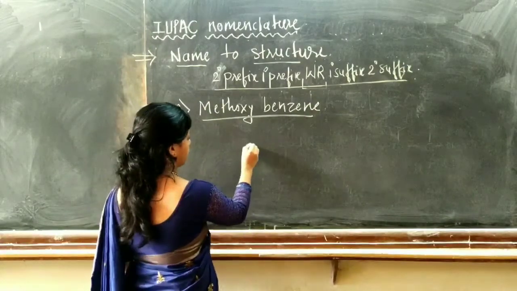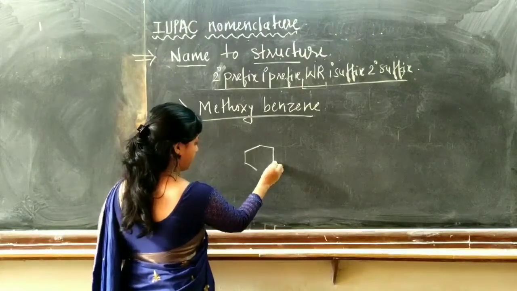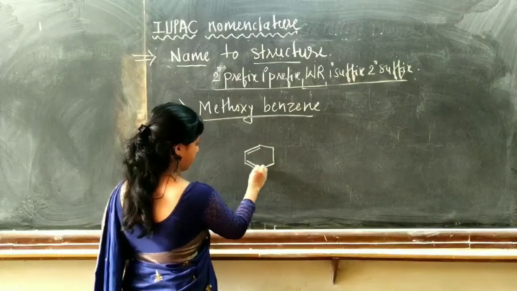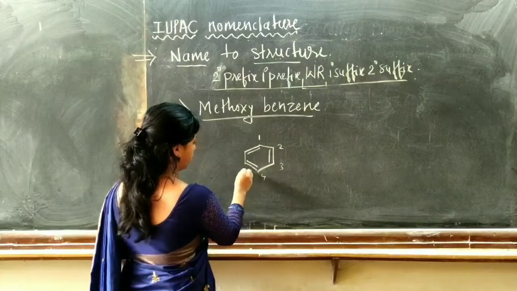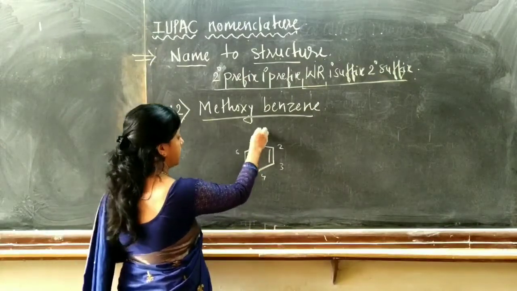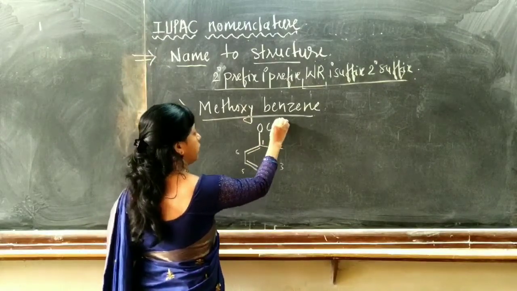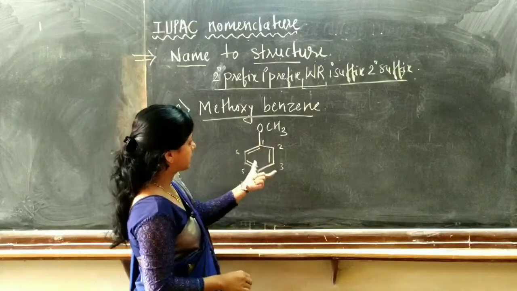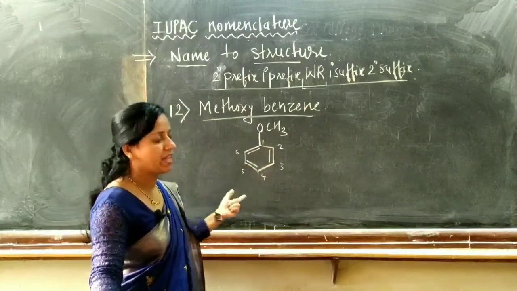Methoxybenzene. So we have to write benzene, and 1, 2, 3, 4, 5, 6 positions. Methoxy, the number is not given, which means it is present at the first carbon, that is the methoxy group OCH3. This is the structure of methoxybenzene and it is commonly called anisole.